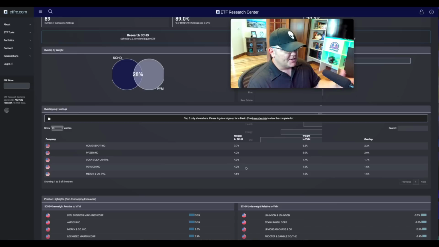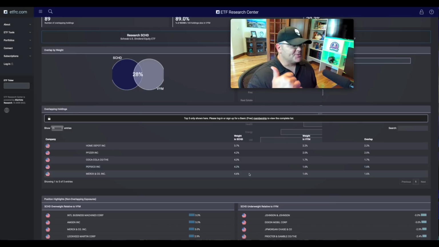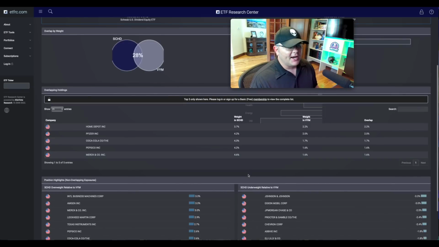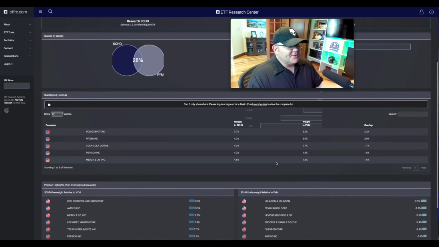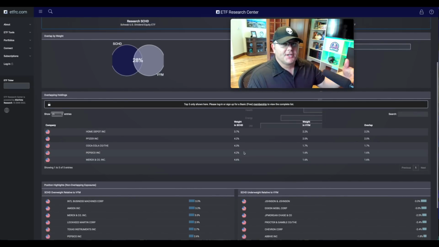You can see Pepsi, Coca-Cola. So it makes sense that those would be in there. Those are higher dividend, higher quality companies, that they'd both be in there in higher weight. But the weight's quite a bit different. You look at Pepsi, 4.2% in the Schwab, and only 1.6% VYM.